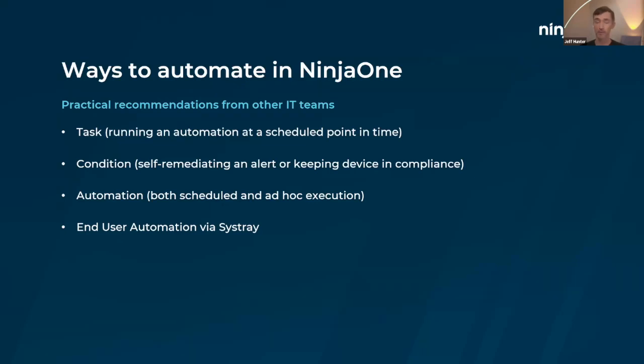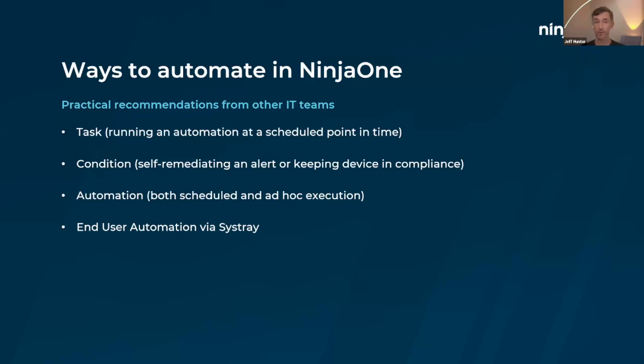And so a good example here is BitLocker status. We might track BitLocker status. We can create an alert whenever BitLocker goes into an off state or into an unlocked state. And then that can trigger an automation to run in response to that, which might automatically unsuspend BitLocker or re-enable BitLocker on the volume. And so that's the difference between a task and a condition.